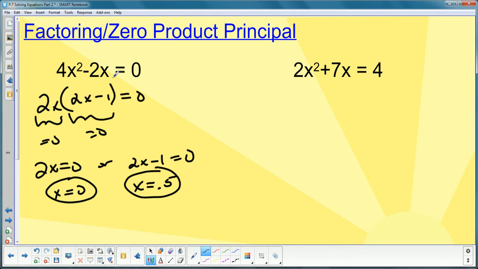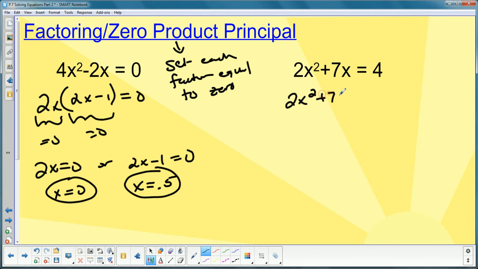Okay, so factoring: you take out your greatest common factor, and then the zero product property says to set each factor equal to 0, and then we solve. On ones like this, when it's not equal to 0 already, we have to subtract 4 from both sides so that we can set it equal to 0. Now we're going to factor our trinomial the way we've done it before. So no greatest common factor, 2x squared, and this is going to be plus 8x and minus 1x minus 4 equals 0.